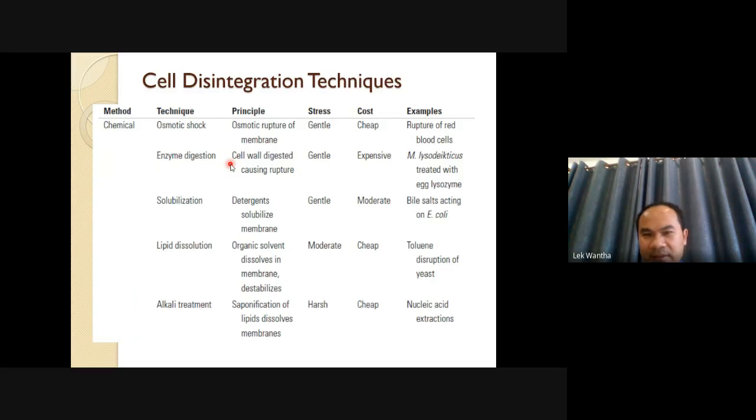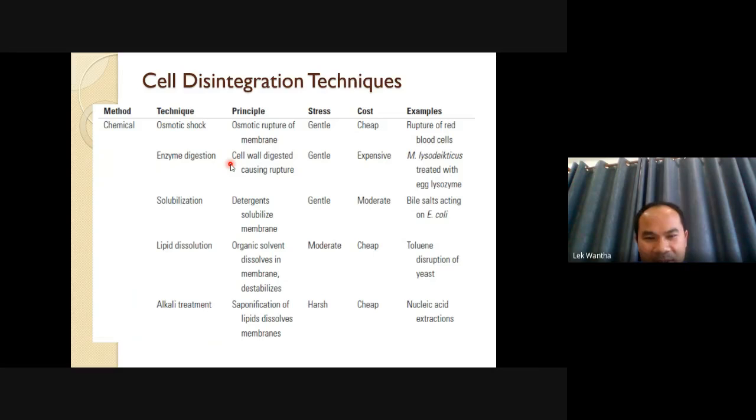It is also moderate and cheap, like when we add toluene to disrupt the cell. For this case, it's cheap, but how about the environmental impact of toluene? Toluene is a carcinogenic chemical. That's why it's also a chemical problem for this case.